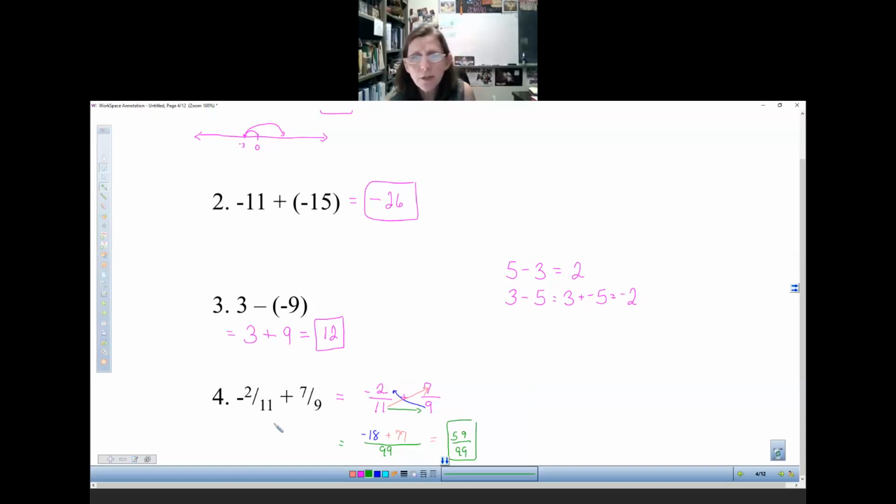So the big thing here is I need you to recognize that I have a negative plus a positive, so I need to make sure I know which of these is the larger value. 7/9 is larger than 2/11, so my answer is going to be positive here.